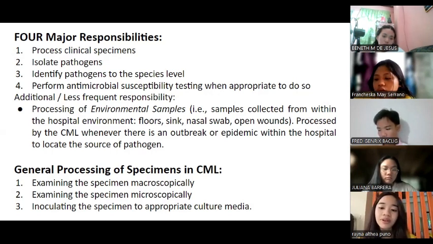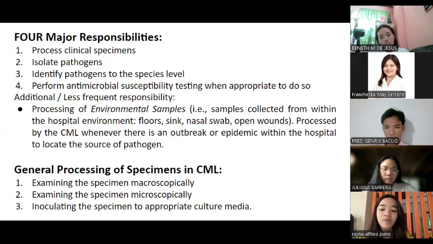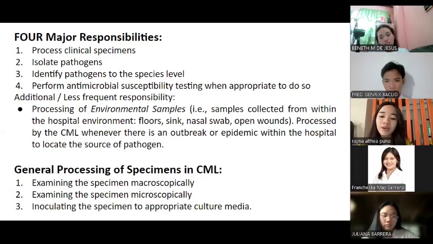The lab first examines the specimen with the naked eye to look for any obvious signs of infections. And then next is examining the specimen microscopically. This helps in identifying microorganisms that may not be visible to the naked eye. And lastly, inoculating the specimen to appropriate culture media. Finally, the specimen is inoculated onto appropriate culture media, and this step encourages the growth of any microorganism present, allowing for further study and identification.